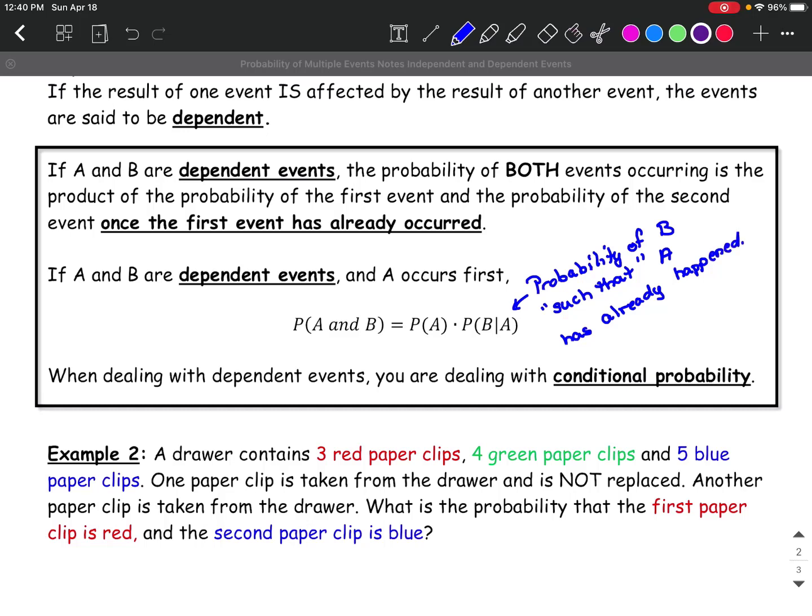Sometimes in math you'll hear a professor say the probability of B given A. That's not quite as clear to me. It's the probability of B such that A has already happened. Okay? Now, another term you might hear is that when you're dealing with dependent events, you're dealing with conditional probability, because that probability of the second event is based on the condition that the first one already happened. That's why it's conditional probability.